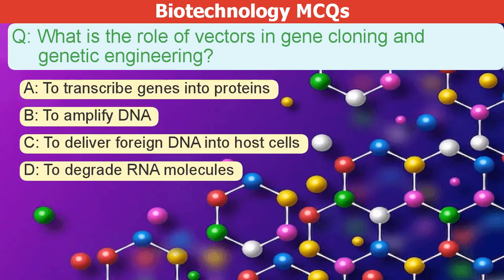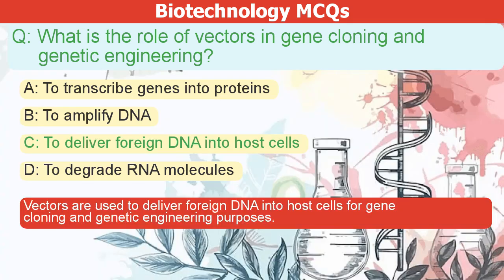What is the role of vectors in gene cloning and genetic engineering? A. To transcribe genes into proteins. B. To amplify DNA. C. To deliver foreign DNA into host cells. D. To degrade RNA molecules. The correct answer is C. Vectors are used to deliver foreign DNA into host cells for gene cloning and genetic engineering purposes.